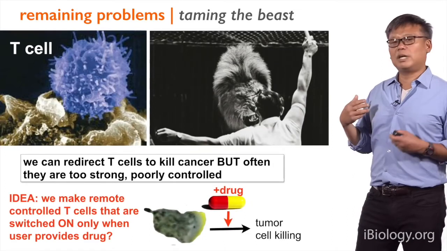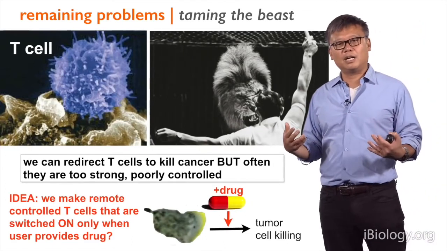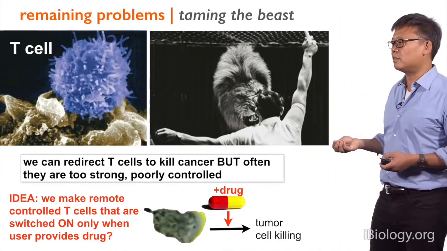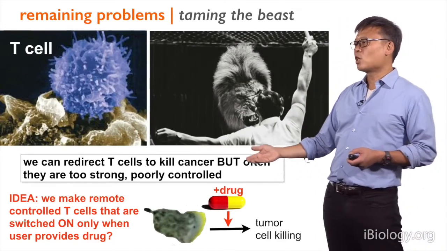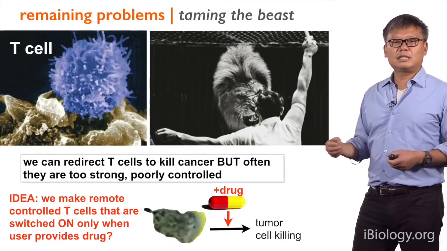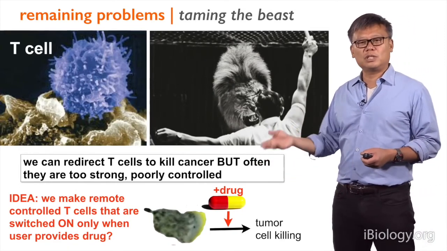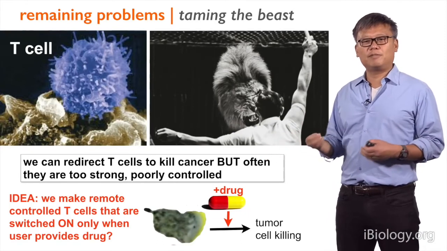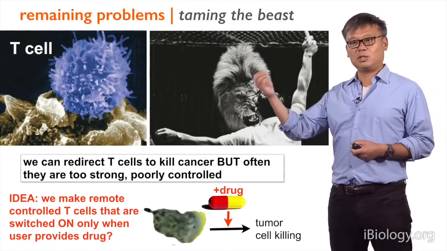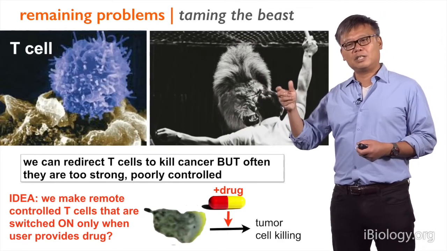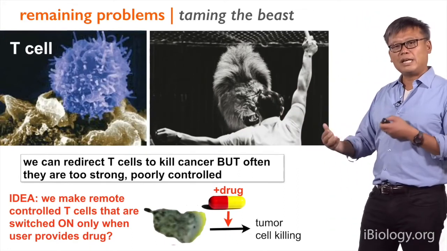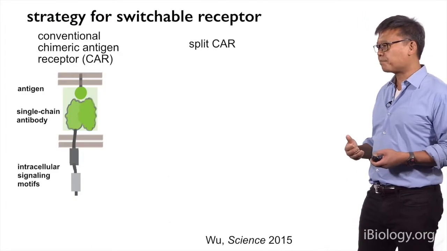And so this is where we have been trying to use synthetic biology to generate engineered T cells that show much more controlled behavior. And so one example is the idea that, could we actually make T cells that are remote controlled? T cells that only switch on when, for example, a physician provides a drug. We still want these cells to recognize the tumor cells, but we want this secondary switch to be layered over this that allows the user or the physician to control when and to what extent they're activated.